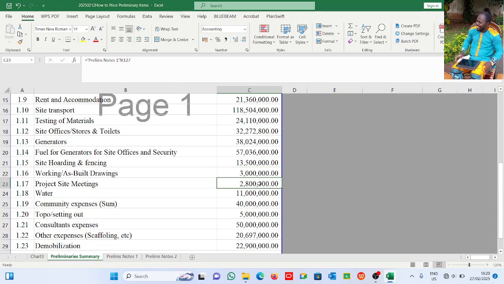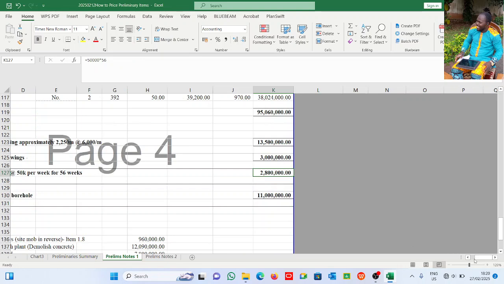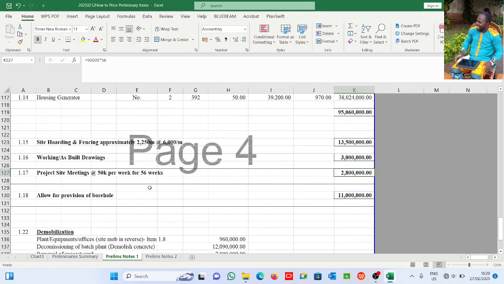Then quickly, site meetings, very important. Item 7 is always very important. Now on the project site, definitely you're going to be having meetings. It could be weekly, it could be fortnightly, meaning every 2 weeks, and it could be every month, depending on what the contract stipulates. And of course, you're going to be providing refreshments for your people. So this is 50k per week for each meeting with the client and the client's representatives. Then for 56 weeks, that gives us this.